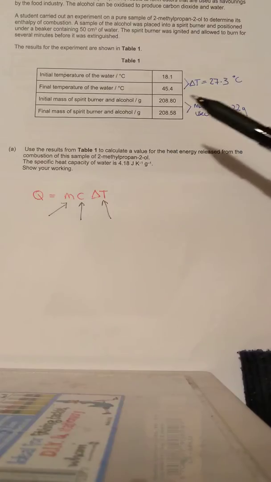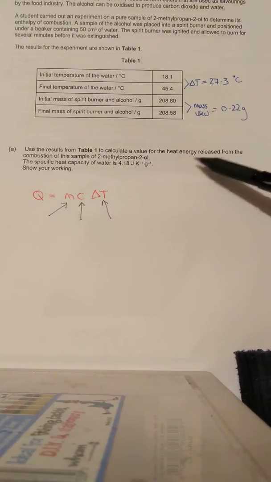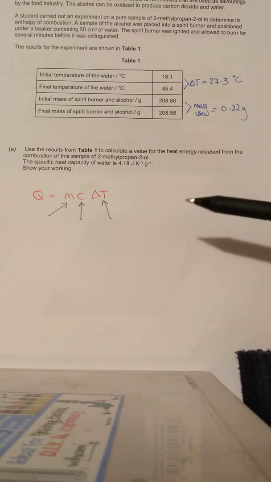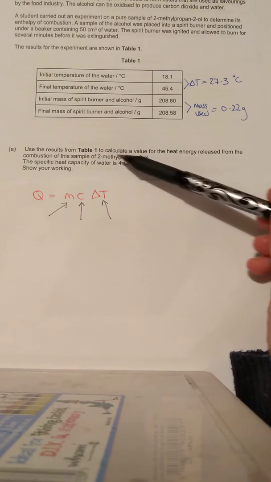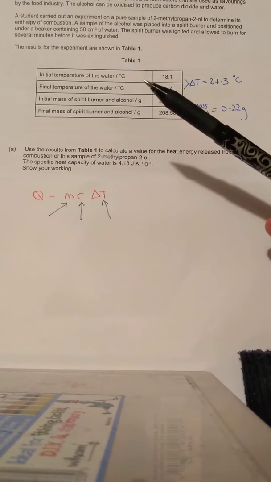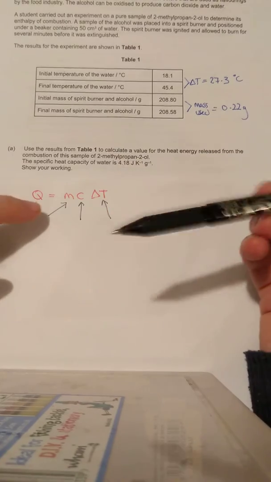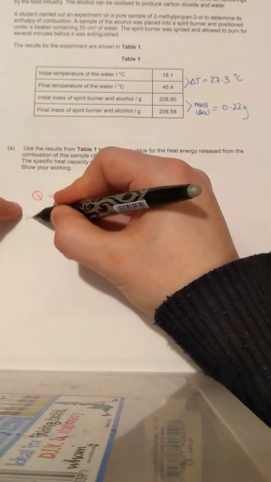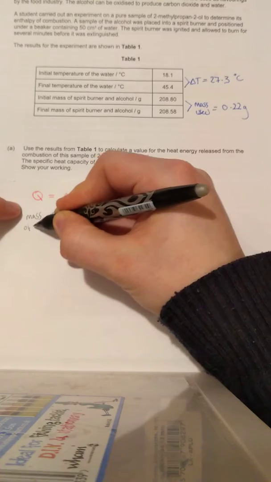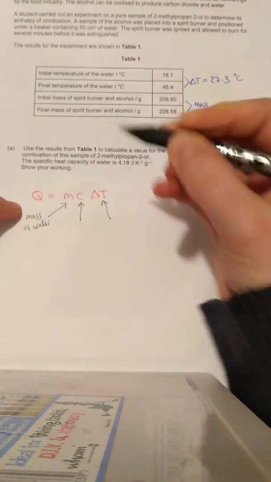So the question asks, use the results to calculate the heat energy released from the combustion of this sample, specific heat capacity of water. Right, I'm seeing specific heat capacity, so I'm working out Q. So we've got the mass here. That's going to be the mass of the water, because that's what you've heated. Quite a few people use the mass of the fuel there.